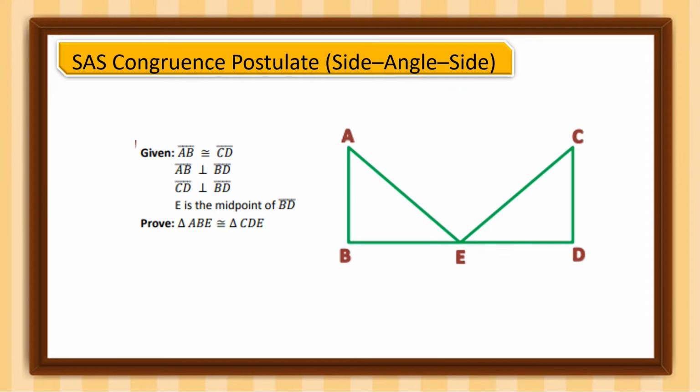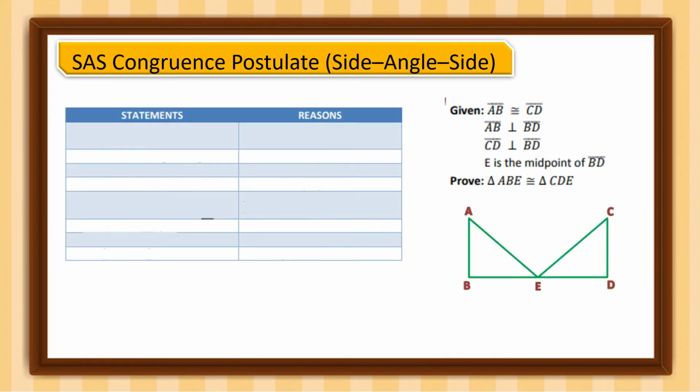Now, another example for SAS congruence postulate, we have here two triangles, triangle ABE and triangle CDE. So we have here given segment AB is congruent to segment CD. Then segment AB is perpendicular to segment BD. And segment CD is perpendicular also to segment BD. And point E is the midpoint of segment BD. Now we are going to prove triangle ABE is congruent to triangle CDE. So let's now start proving.